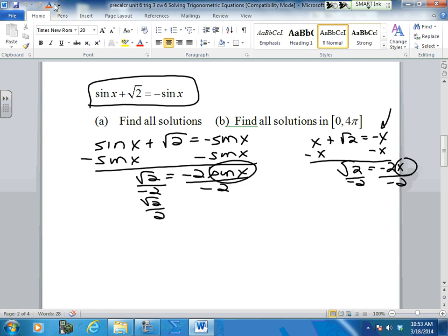Radical 2 over 2 is what angle? What reference angle? 45. Isn't it 1 over radical 2? Rationalize? Radical 2 over 2? Now, it's negative. What quadrant is sine? Sine is your y. Use your axis. Where is your y negative? Down here, 3 and 4.